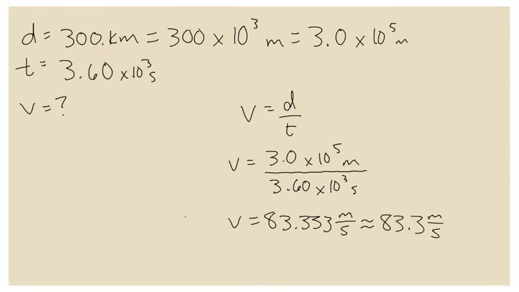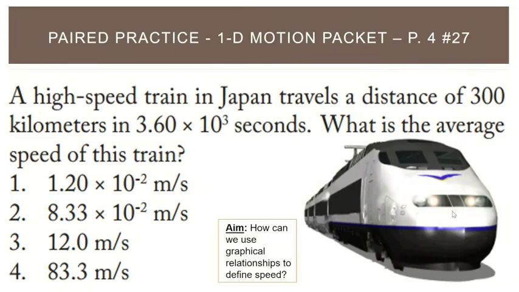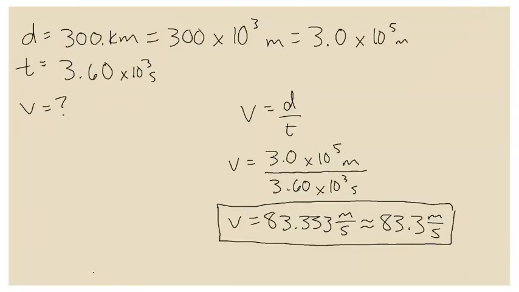83.3 meters per second. Of course, if you were confused, how am I supposed to know that I'm supposed to round this to 3 digits? Don't go nuts. Just look at the answer choices. The answer choice is rounded off as 83.3 meters per second. So that's it. The answer here, and you don't have to write this, I'm just going to write it just because. The answer here is choice 4, 83.3 meters per second.